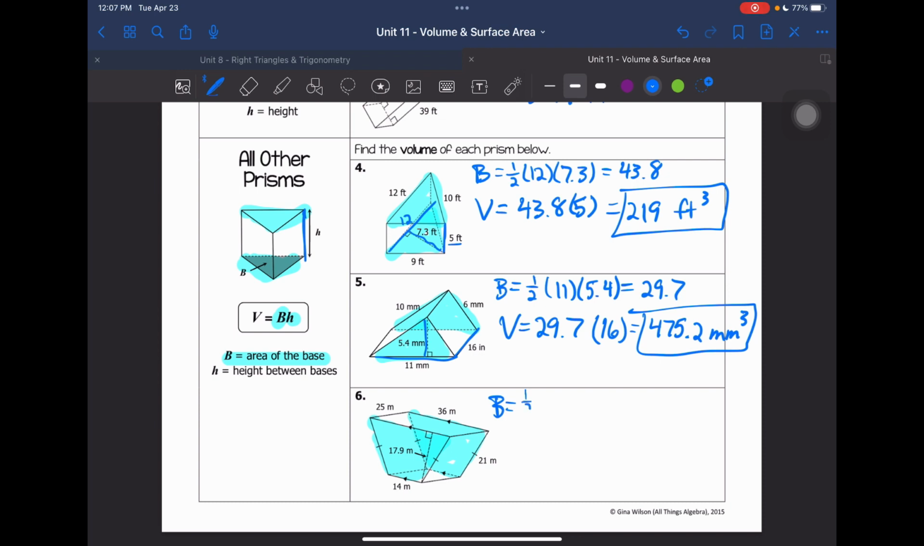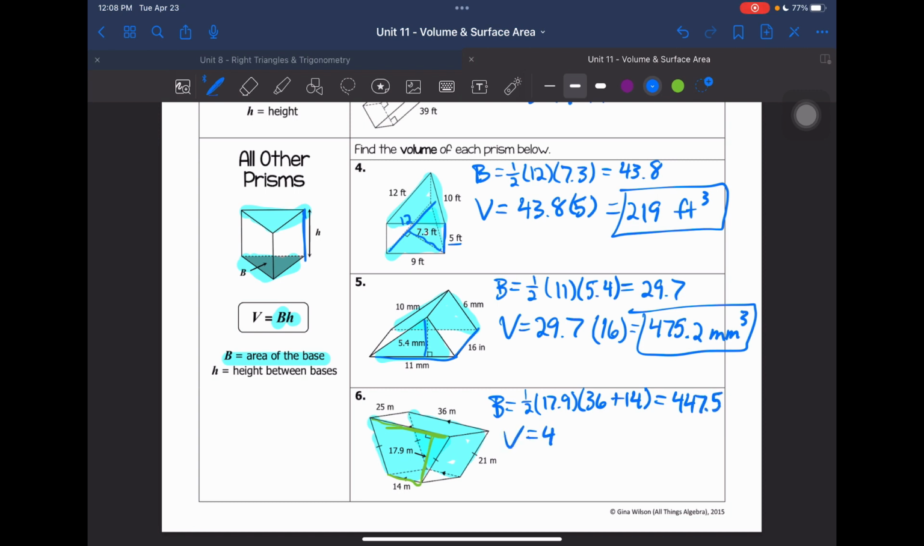So let's do 1/2 times the height. Here we're talking about the height of the trapezoid instead of the prism. So that would be this line right here, the 17.9. The bases of the trapezoid would be this line and that line. So 36 and 14. 36 plus 14. Go ahead and calculate that area. It comes out to 447.5.